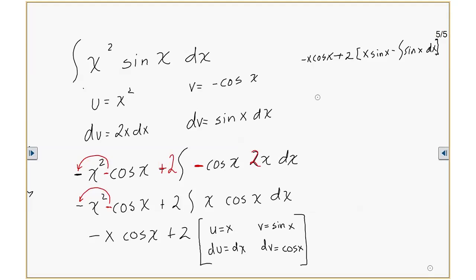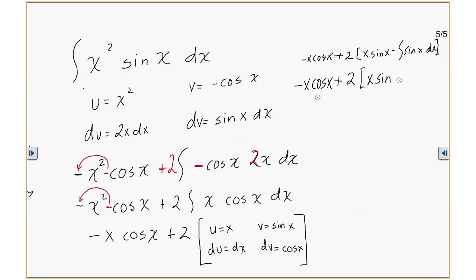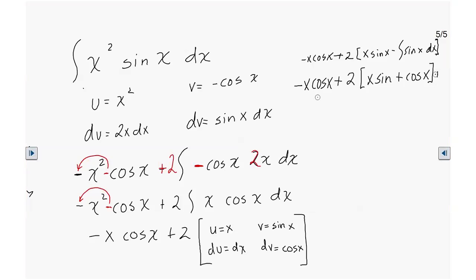Thank you for your interaction, Mr. Fun Scales. 1 out of 20 people. Cosine of x plus 2 x sine of x plus what? Cosine of x plus c.